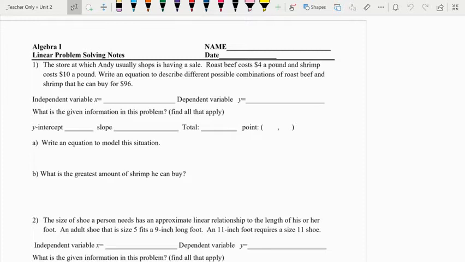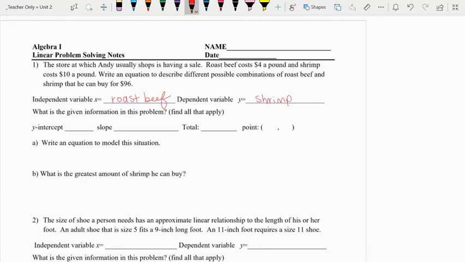So the store at which Andy usually shops is having a sale. Roast beef costs $4 a pound and shrimp costs $10 a pound. Write an equation to describe different possible combinations of roast beef and shrimp that he can buy for $96. You can write these things out, independent variable, dependent variable, or just say x equals, y equals, so that you don't get confused. So I'm going to say x is roast beef, which makes y shrimp.